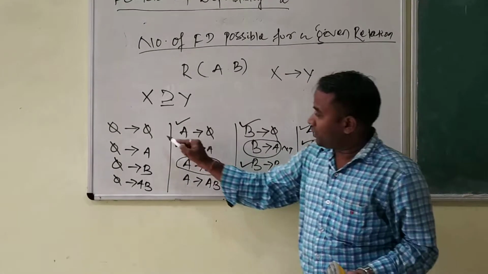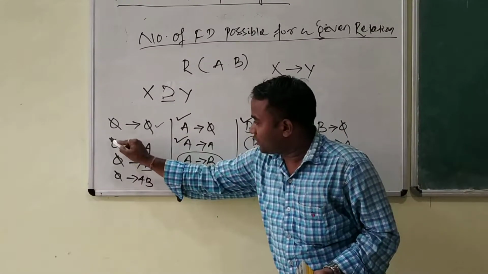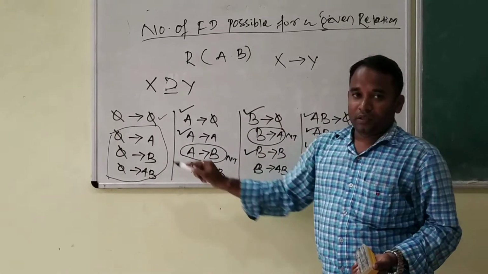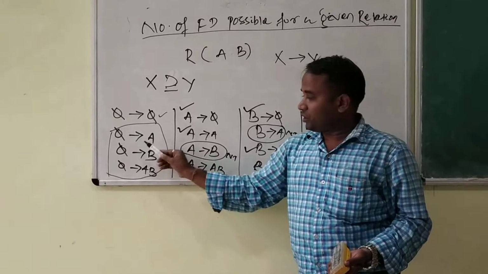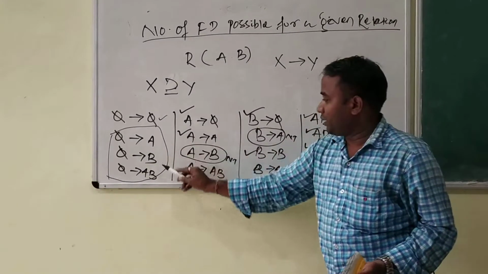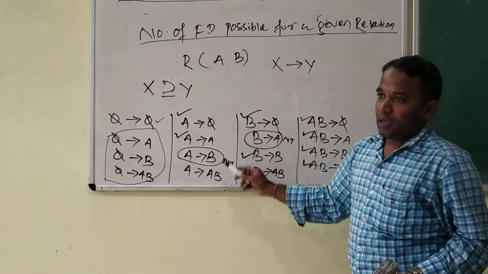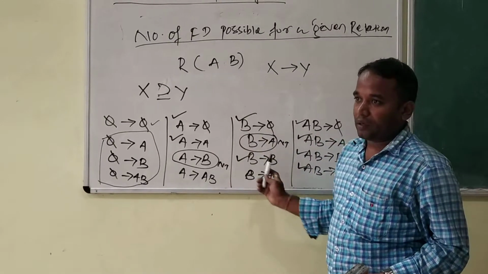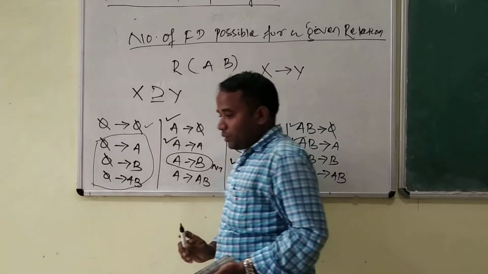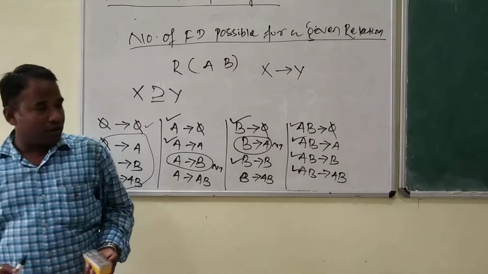Similarly, this is valid, but all these are invalid, because from phi, determining something is not valid. So these are the invalid functional dependencies. And out of these 16, these are invalid. Some of them are valid, and some of them are trivial, and some of them are non-trivial and semi-trivial. So this is how we can categorize functional dependencies into different categories.